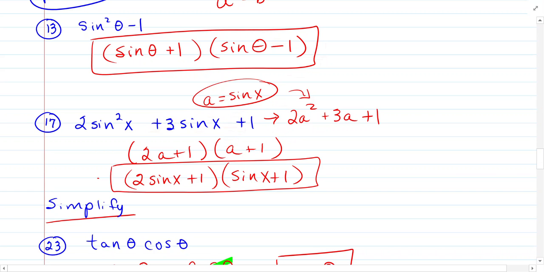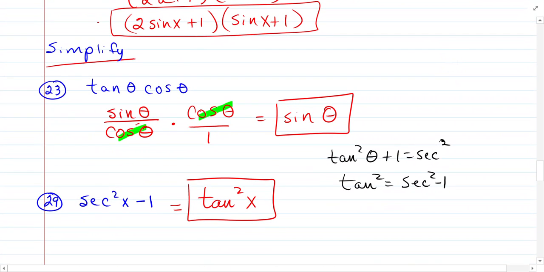So it's easier if you let a be sine x. If that's the case, then I've got 2a squared plus 3a plus 1. That's a little easier for us to think about factoring. So I have 2a plus 1 and a plus 1. Then I can put my sine x back in. So it factors to 2 sine x plus 1, sine x plus 1.